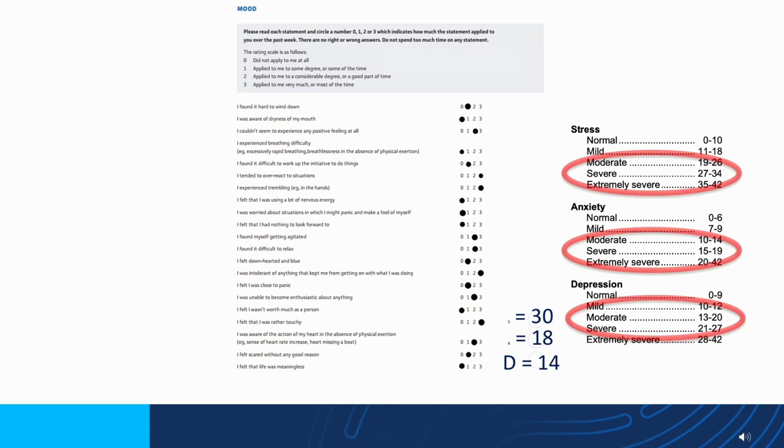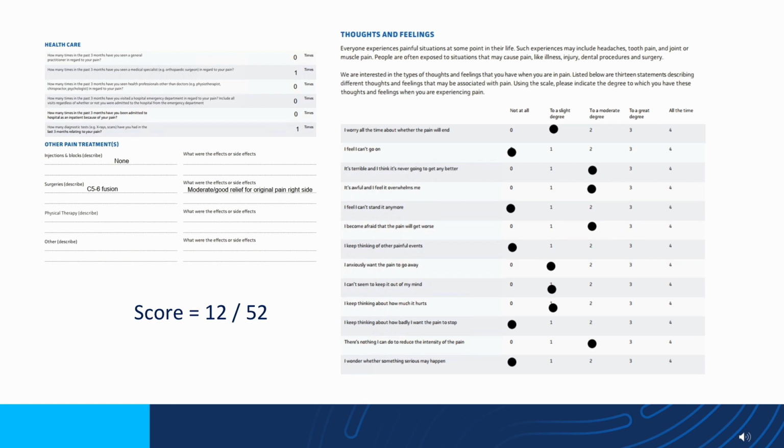And this is the DAS-21, the screener for stress, anxiety, and depression, and she came across really well, but even so, when we looked at the DAS-21, there was levels of stress, anxiety, and depression. Thoughts and feelings, that's your thoughts around your pain, your feelings around your pain, so catastrophic thinking, and they scored 12 out of 52, so relatively low, but nevertheless there.